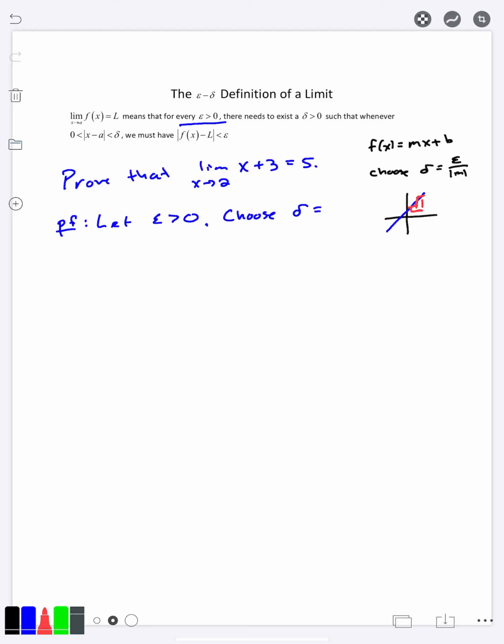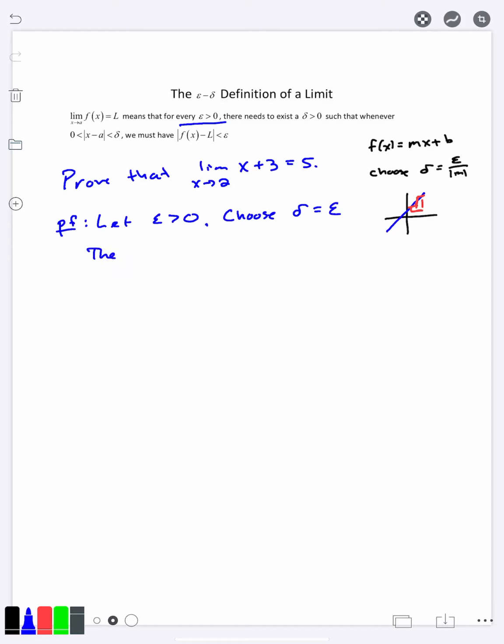Now I will say that this only works if you have a line function. It would not work with anything else. Anything that's not a line, you have to go through the whole process and figure out what your delta is going to be. But all I'm going to require from you in this class at least is doing it for a line. Now in this case, for the x plus 3 example, my slope is 1. So delta is going to be epsilon here.